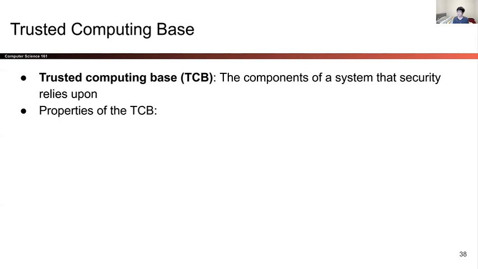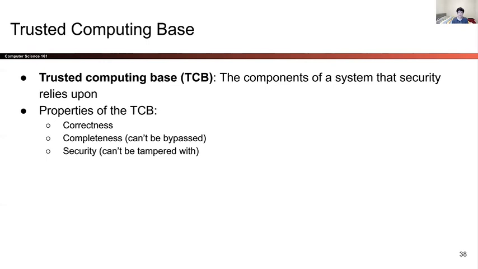The properties that we want from this TCB are that it's correct, that it works correctly, that it's complete, so you can't somehow bypass the TCB, you have to go through it, and that it's secure. So you should make sure that the TCB can't be tampered with, or it's no longer trusted. Generally, you want it to be as small as possible. If your TCB is 10 million lines of code, there's no way you can make sure that there are no bugs in that entire TCB.